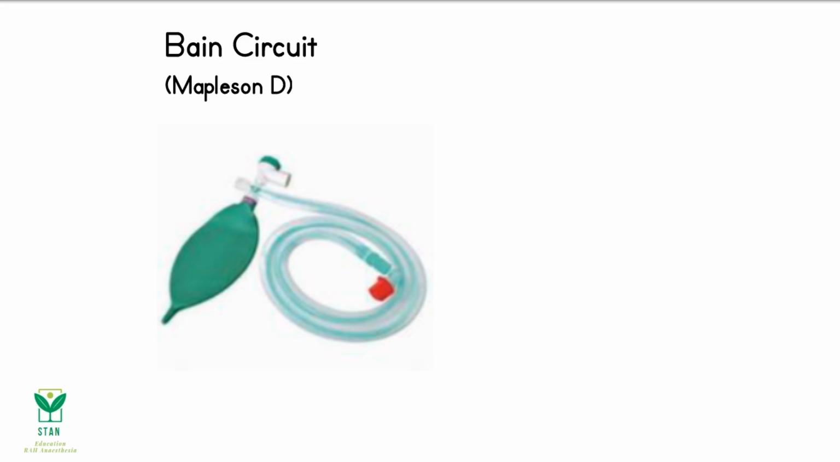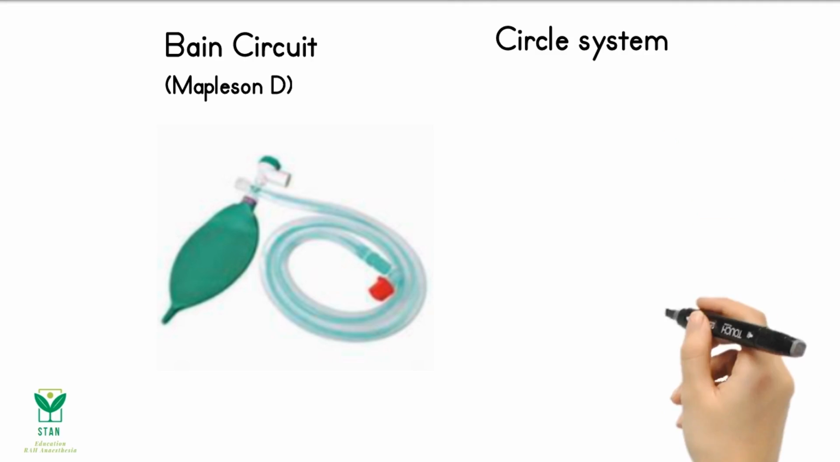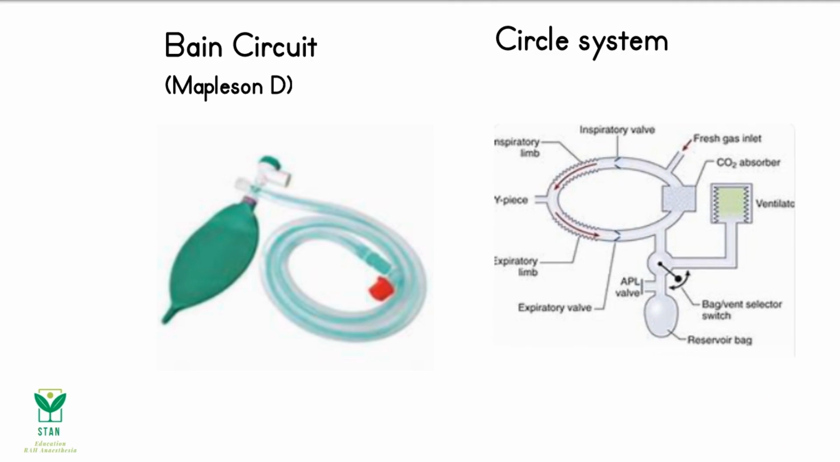The anaesthetic machines in theatres have circle systems. These recycle expired gases by passing them through a carbon dioxide absorber, so very low fresh gas flows can be used for long cases, as little as 0.3 litres per minute. This makes circle systems very cost effective.